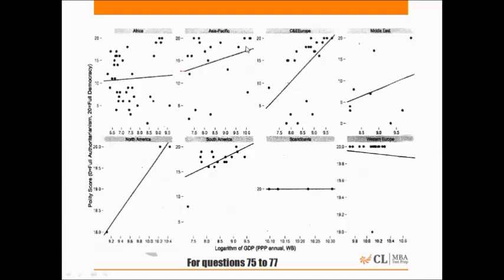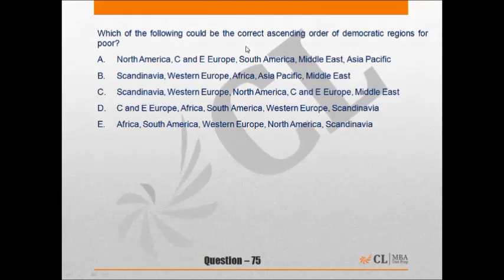So the least democratic region for poor among the 8 given regions is CNE, and the second least is Middle East. Similarly, we can find the third least and so on. So let's have a look at the options.